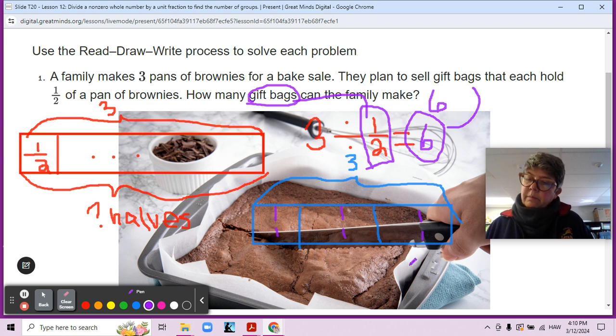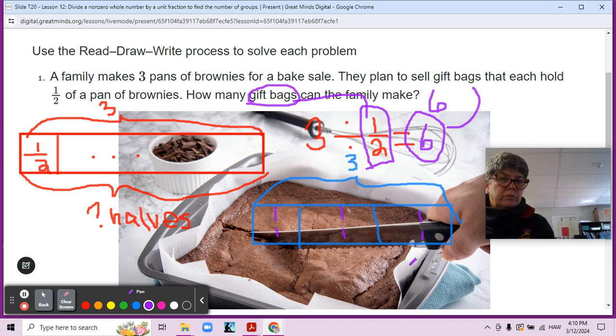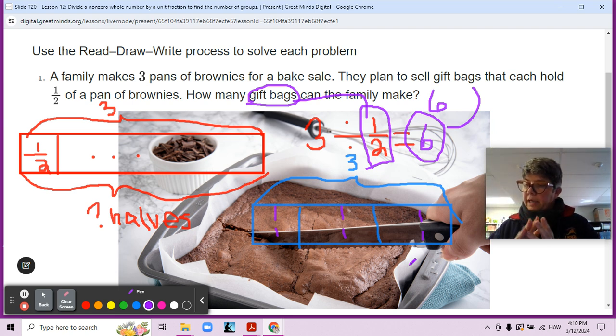Okay. Is there a whole number for which this would not be true? Could the quotient of a whole number and a unit fraction be less than or equal to the dividend, the number you're dividing? Pretty much only 0. Every other whole number is going to work, but not 0.